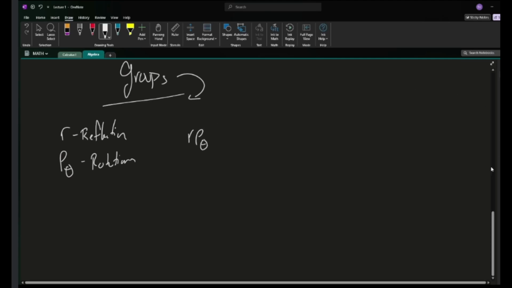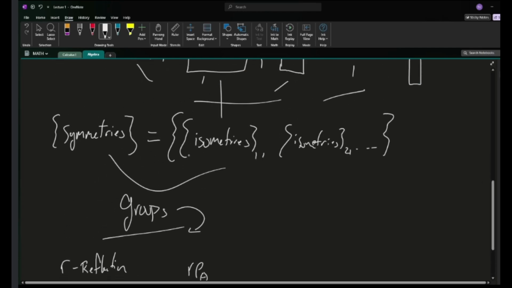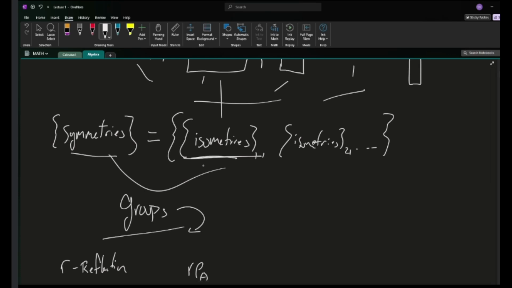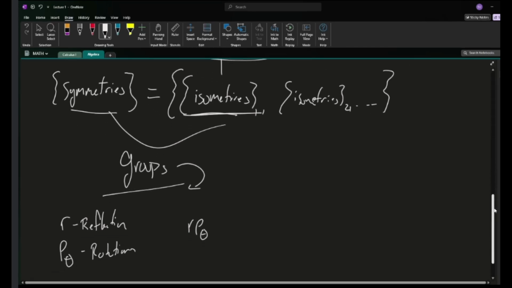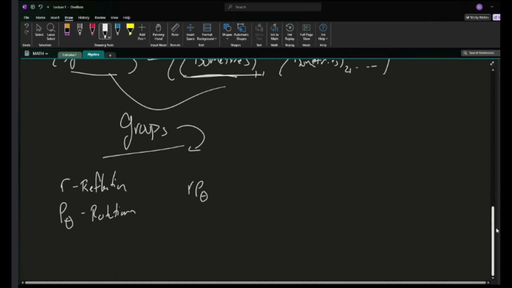So we're specifically calling both of these groups, or these isometries subgroups of symmetries, because they're complete sets with one operation that is closed, has an identity mapping, and, yes, I believe it has to have an inverse. So yes, it does have an inverse.